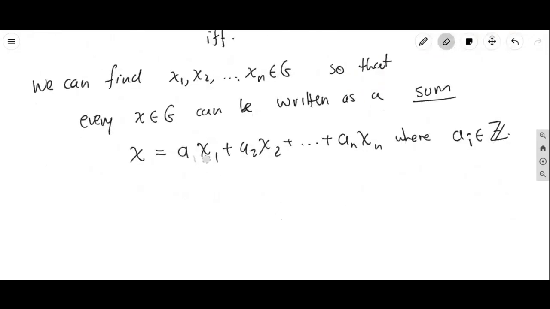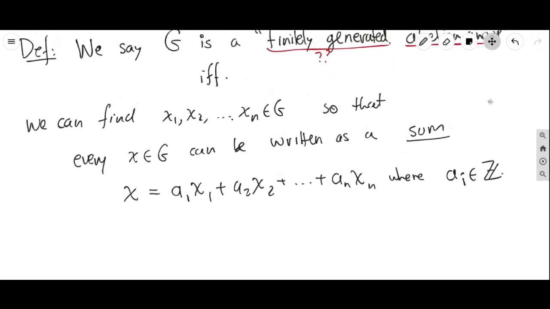The reason why they're integer coefficients is because if this is, let's say, 3x1, then you're just saying that x can be written as a sum of 3 choices of this generator. And if it's a negative number, let's say negative 2x2, then that means you're adding 2 inverses of x2. That's what that would mean. So the negative is just the inverse in the group.